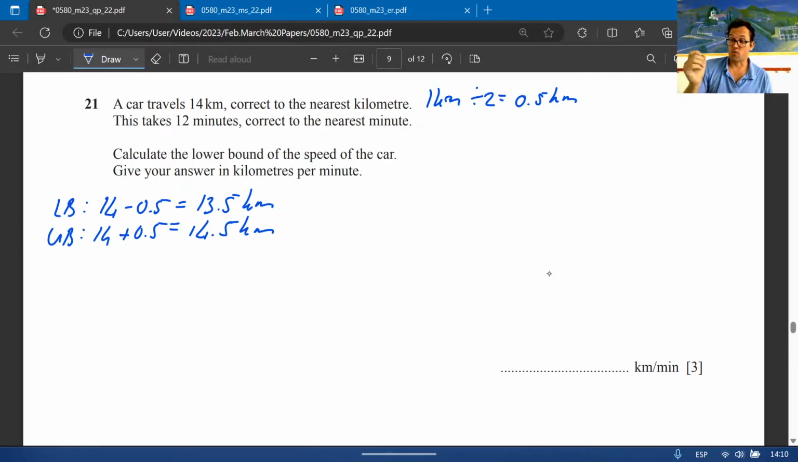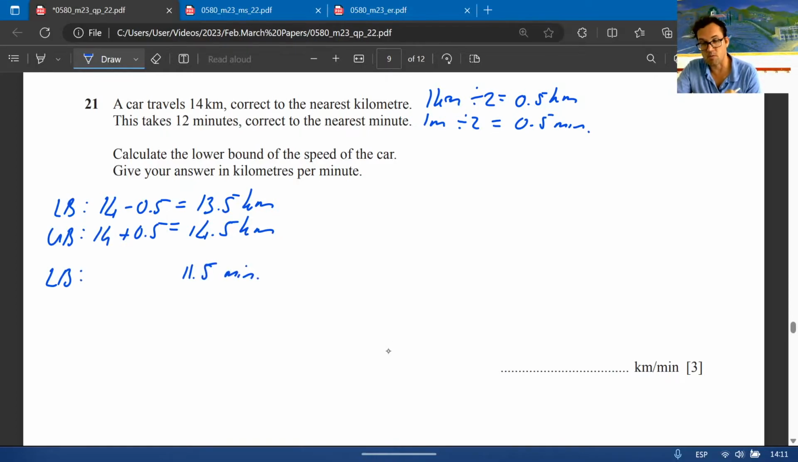So it could have been traveling at 14.49 recurring, or around 14.5, not inclusive of 14.5. So that's the lower bound and upper bound of the speed. It takes you 12 minutes to drive this, to the nearest 1 minute. You take 1 minute, divide it by 2, and you get half a minute. So for the lower bound of the time, it could be 11 and a half minutes if it went fast, or the upper bound, 12 and a half minutes. So the time was somewhere between that.